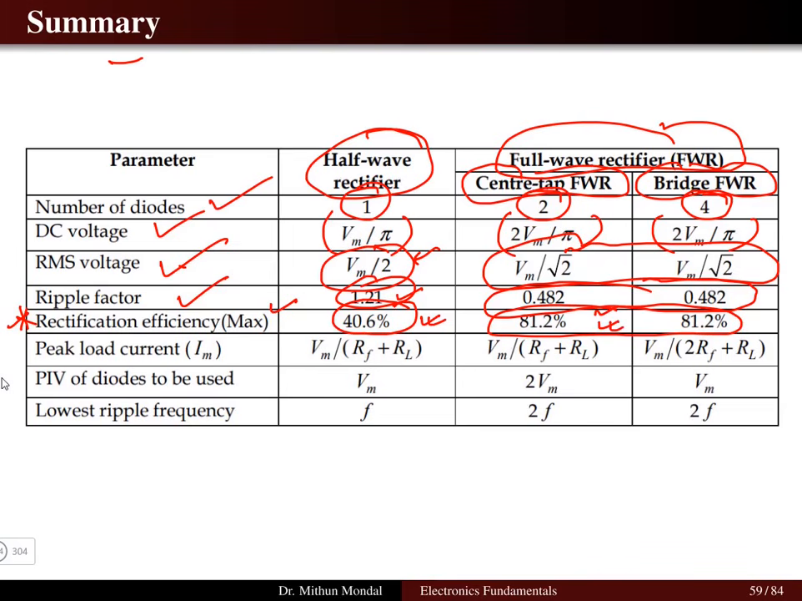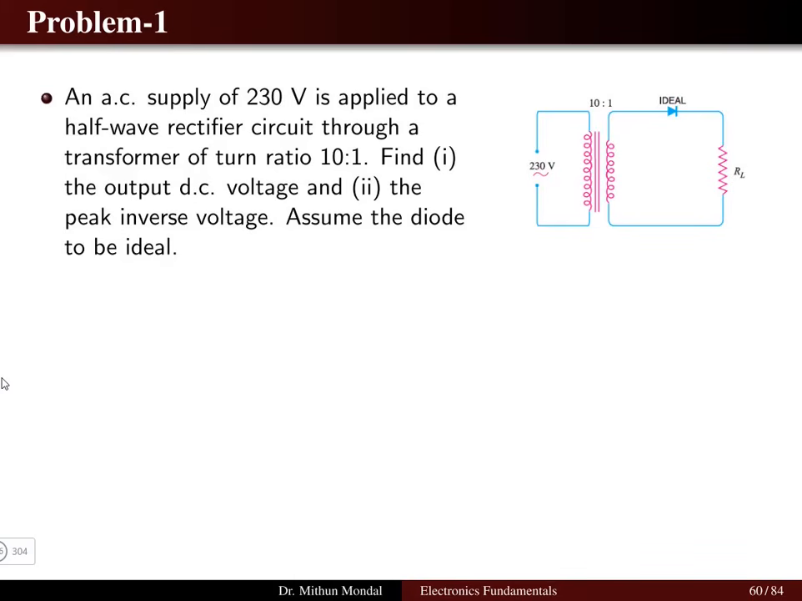The load current maximum is Vm/(Rf + RL), which is 2Rf in case of the bridge rectifier. The peak inverse voltage, we have seen that 2Vm will be the case for the center tap, but Vm in case of half wave and bridge rectifier. Ripple frequency is twice f again for the center tap and the bridge rectifier, but in the half wave rectifier it is only f. Let us solve a few problems to understand the rectification principle that we have studied now.